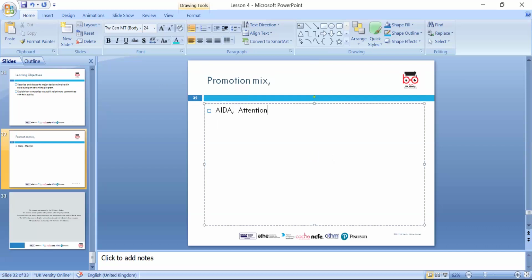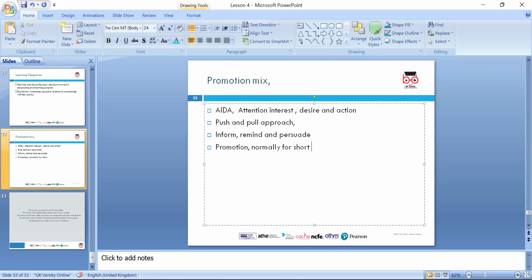What is attention, interest, desire, and action? Second, today we discussed the push and pull approach. We focus more on the pull approach, not push, but advertising is more of a pushing approach. The purpose of advertising: inform, remind, and persuade. Those are the key purposes of all promotion. And when we say promotion, normally it is for a short period of time. If you advertise for a long period, it reduces its worth. So that was the key in our lesson today.